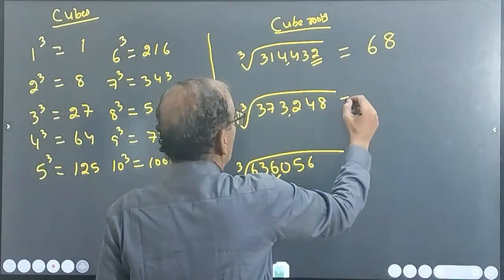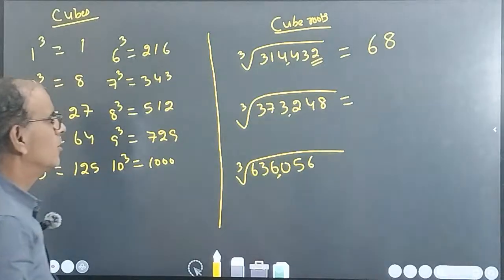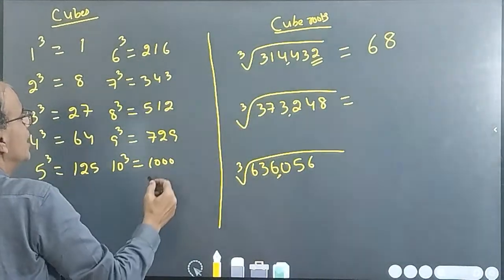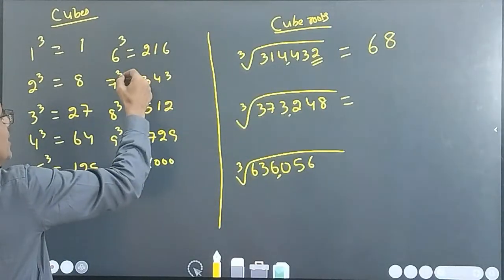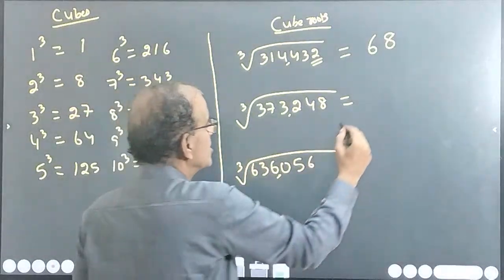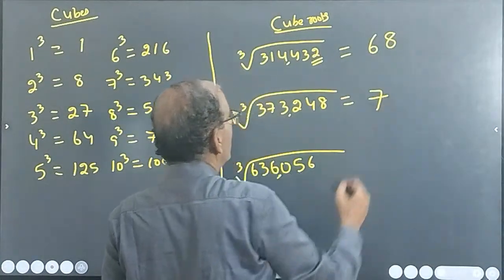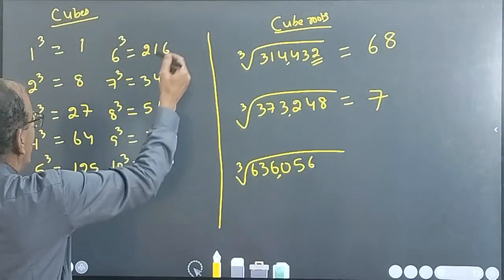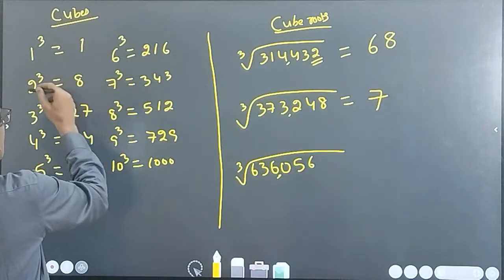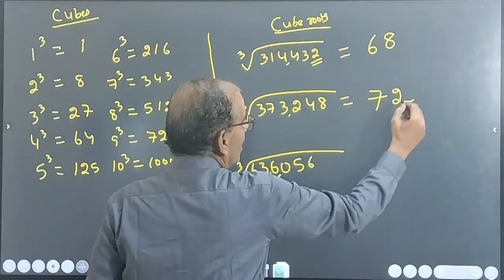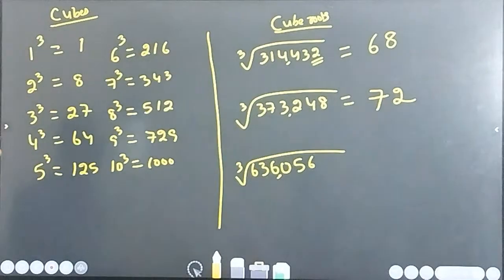Now, cube root of 373248. Now you come to 373. 373 is between 7 cube and 8 cube. So you write 7. Where is my 8? You go here, search where 8 is. 8 is here, where? In 2. What is the answer? Answer is 2.